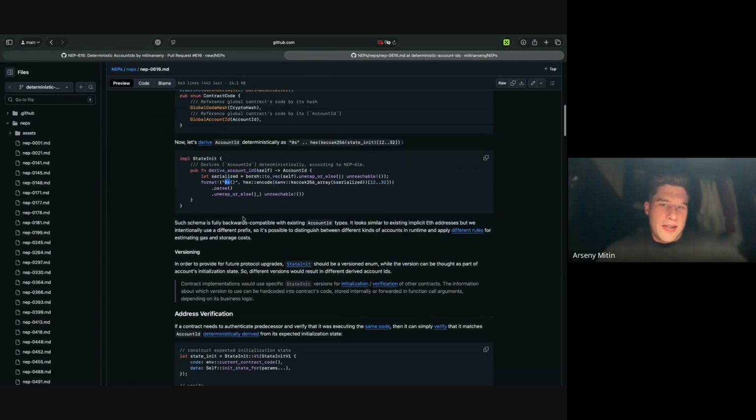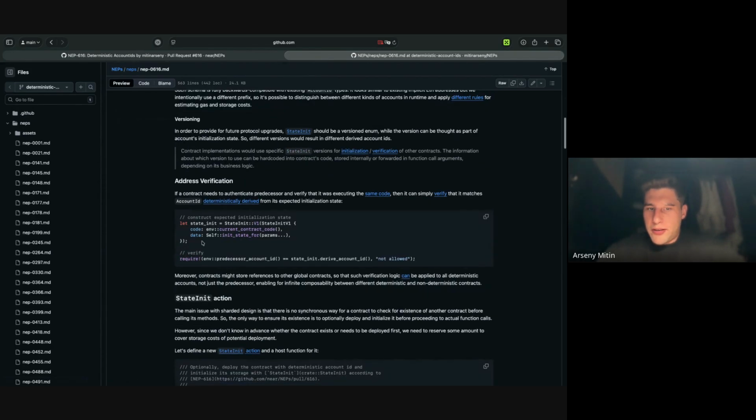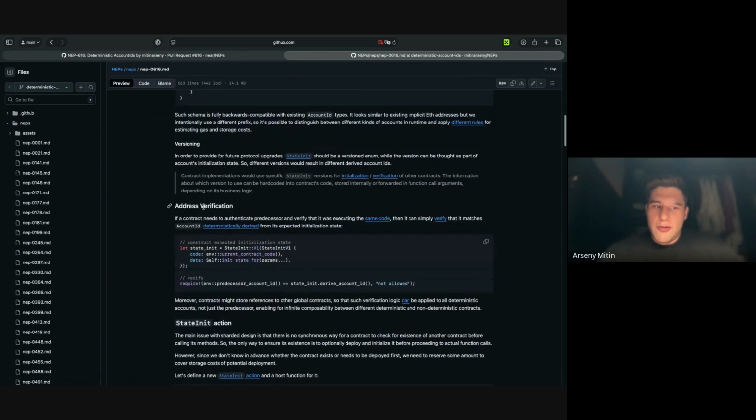And then we can do a lot of magical things. For example, we can leverage that to ensure that the contract that has called us executes the same code as our contract. We're doing this by constructing the initialization state for the caller contract inside of the runtime of our function call, and then we just make sure that the one who called us, the predecessor, matches the derived account ID from this state.